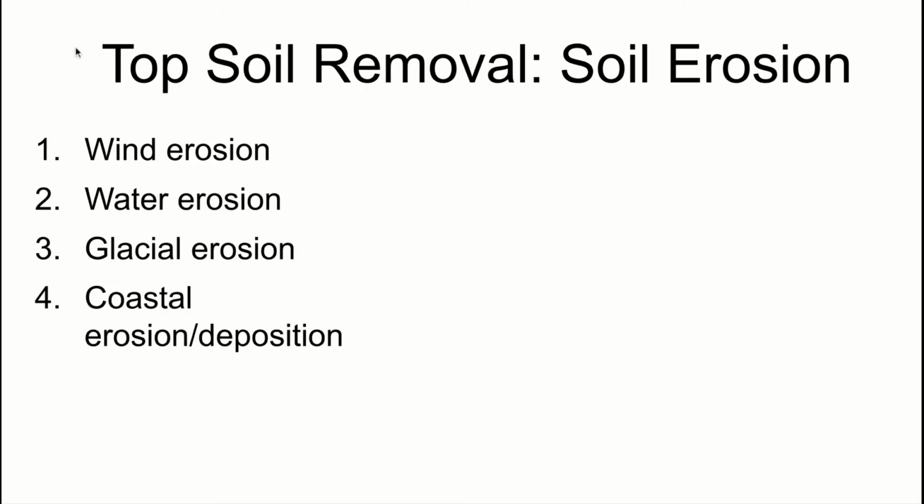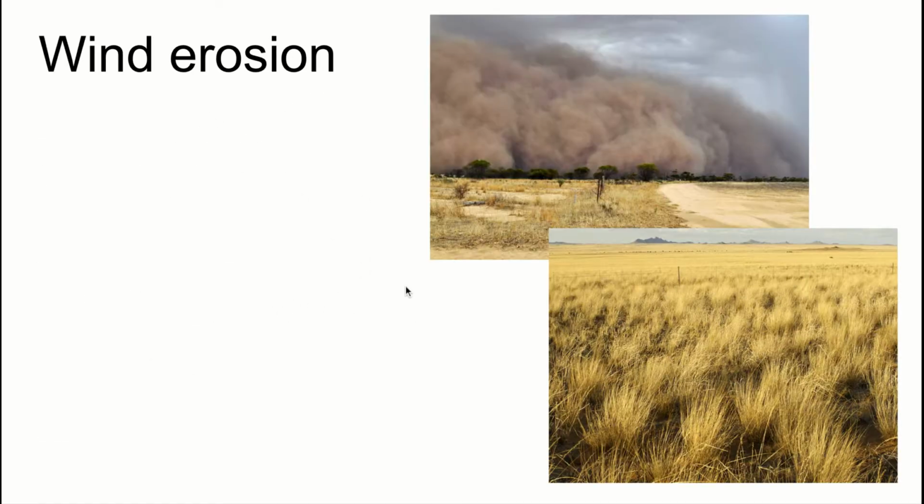So, in terms of soil degradation, soil injury, one thing we have to think about is just the loss of topsoil, soil erosion. How are we losing soil from the surface of our ground? There's 4 main types of erosion: wind, water, glacier, and coastal erosion and deposition. I'm going to go into each of these in a little more detail.